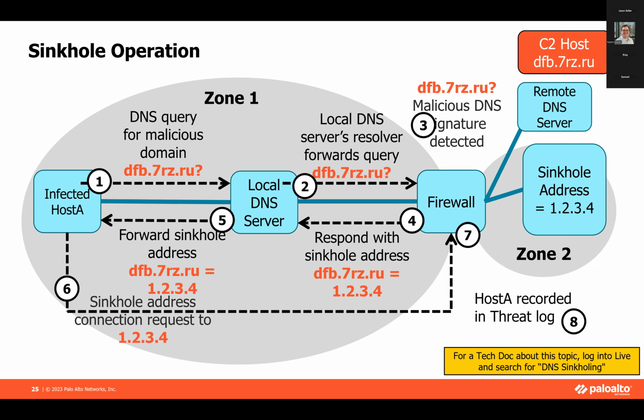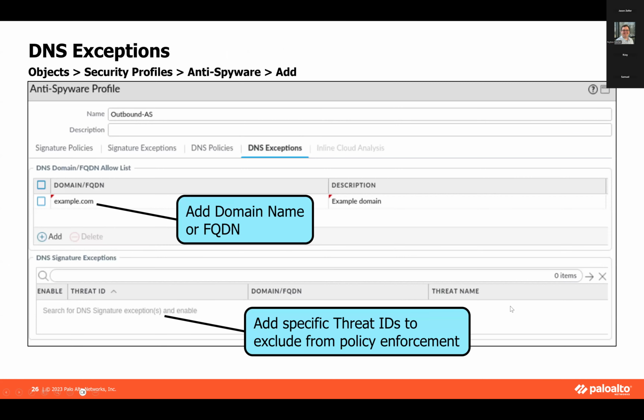So when they get a request to 1.2.3.4, at that point it gets recorded in the host log so that we can go back and look at our threats and see what's going on. You can make DNS exception requests within there. So for example, if they need to go to example.com, we go ahead and allow that to bypass the sinkhole as it's going through there.